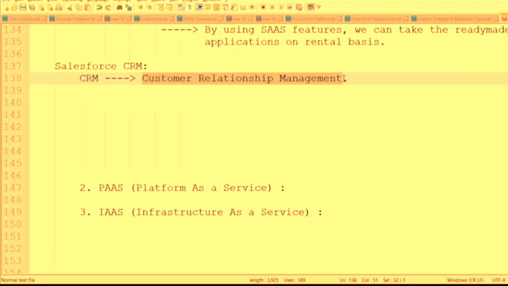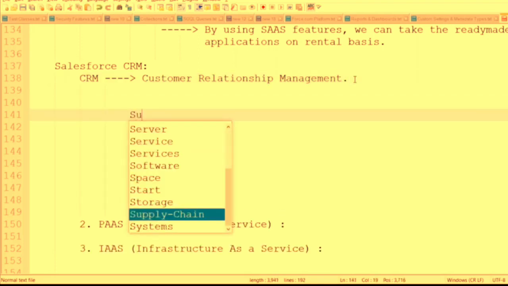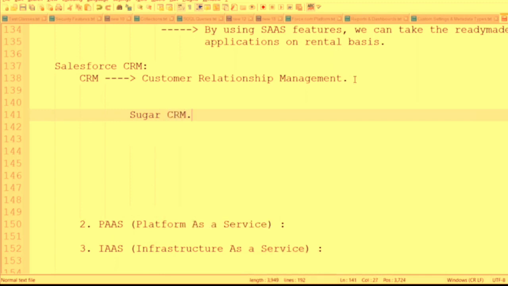Okay, now tell me, what kind of CRM applications do you know? Only Salesforce CRM, or do we have other CRM applications in the IT industry? Microsoft CRM, SAP CRM, Oracle CRM, right? Microsoft Dynamics CRM. We have so many CRM applications available. Like we have Sugar CRM. Sugar CRM is a very old CRM application which has been available in the IT industry for almost 30 to 40 years.